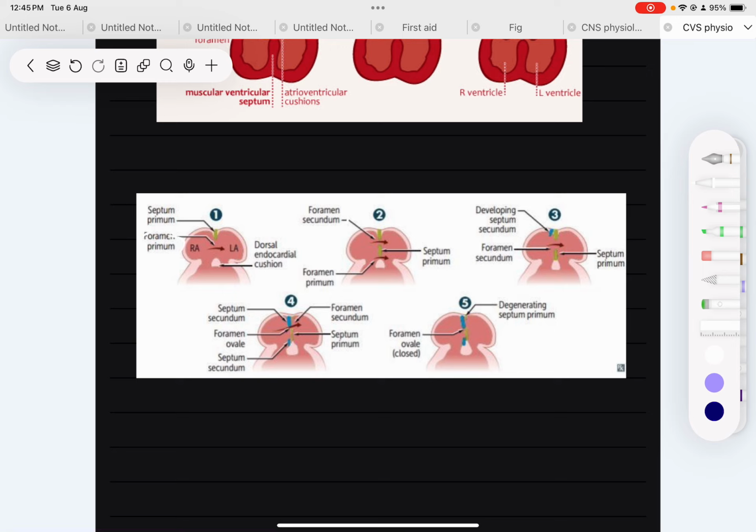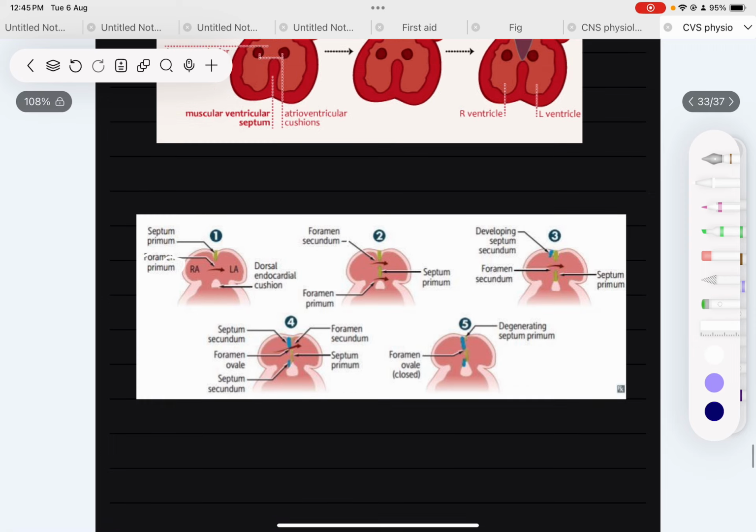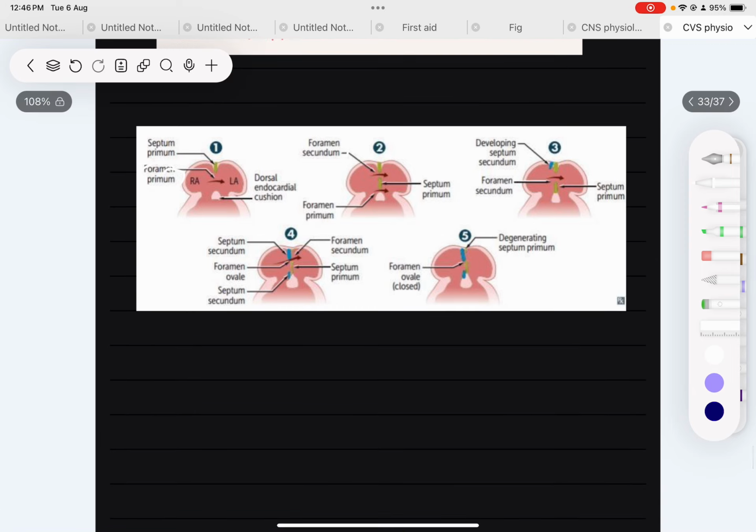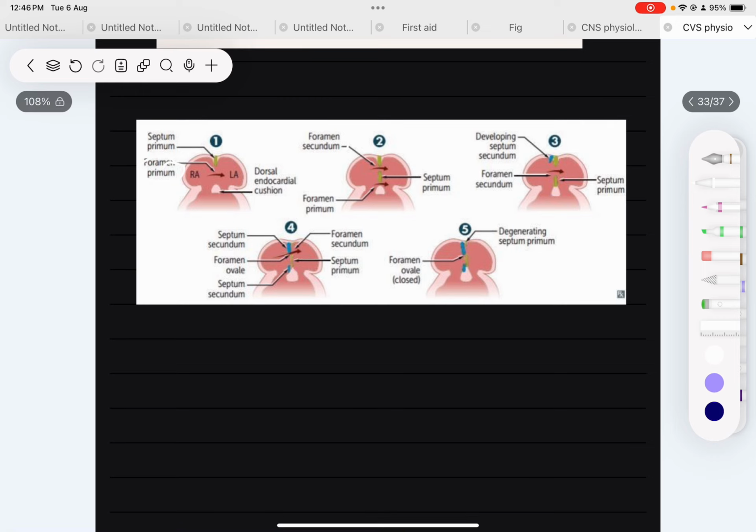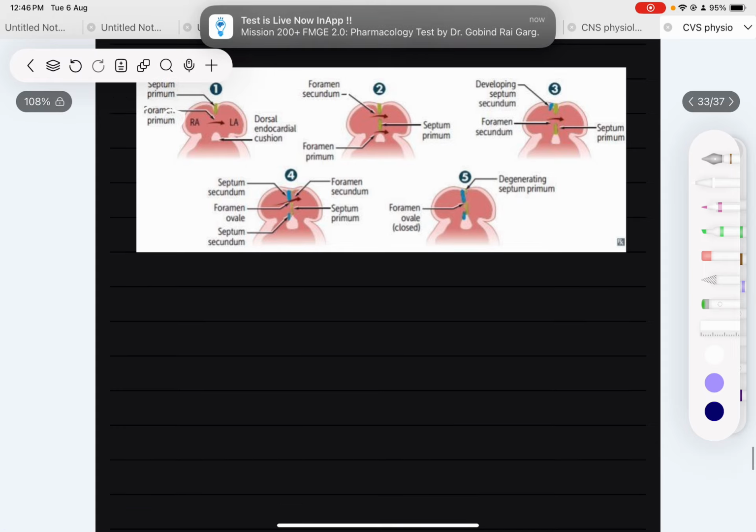So first the foramen will be foramen primum here like this and septum primum. But when the septum primum will be like this and foramen primum will be closed, there will be formation of foramen secundum. Now there will be development of septum secundum, and this septum secundum will come here. So foramen ovale will be formed here. And after birth, what will happen? This foramen ovale will close.